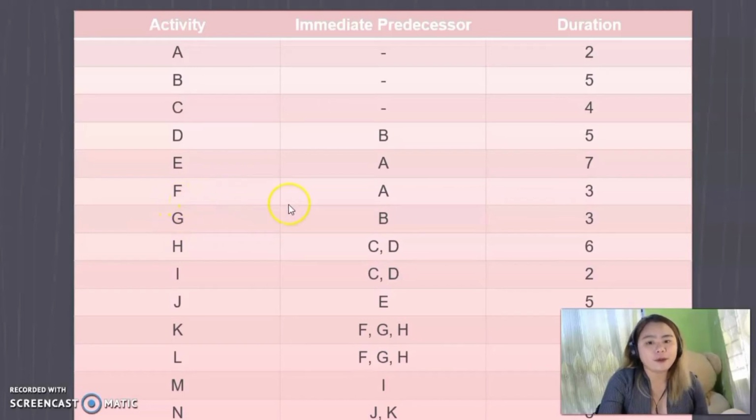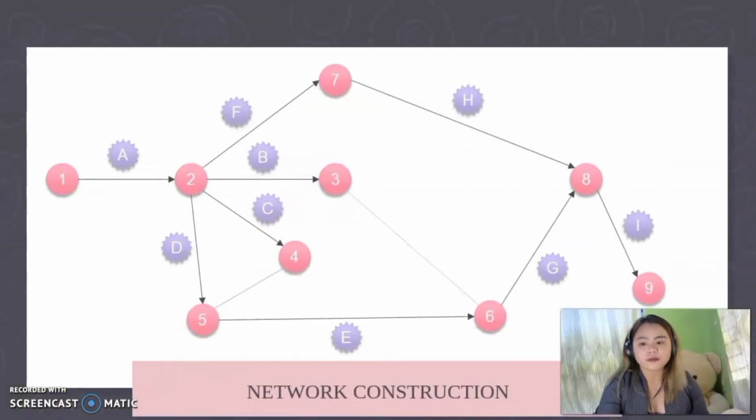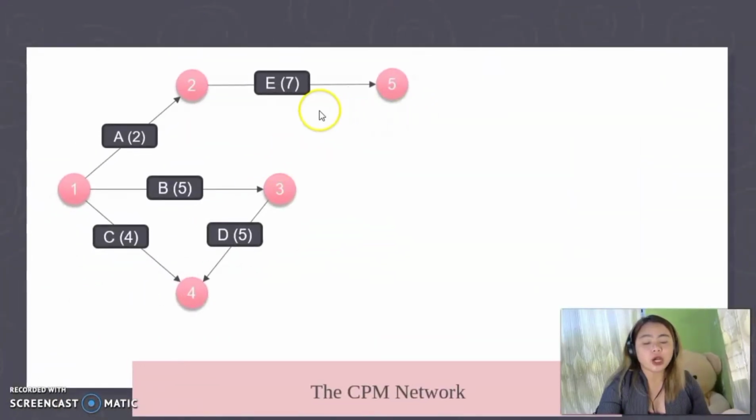Now move to the following activity, which is activity F. Activity F starts where activity A ends, because activity A is an immediate predecessor for activity F. And then we have to check whether activity F ends separately or ends with any other activity. So here, as you can see, F, G, and H end together, and they are immediate predecessors for K and L. So here, F starts where A ends.